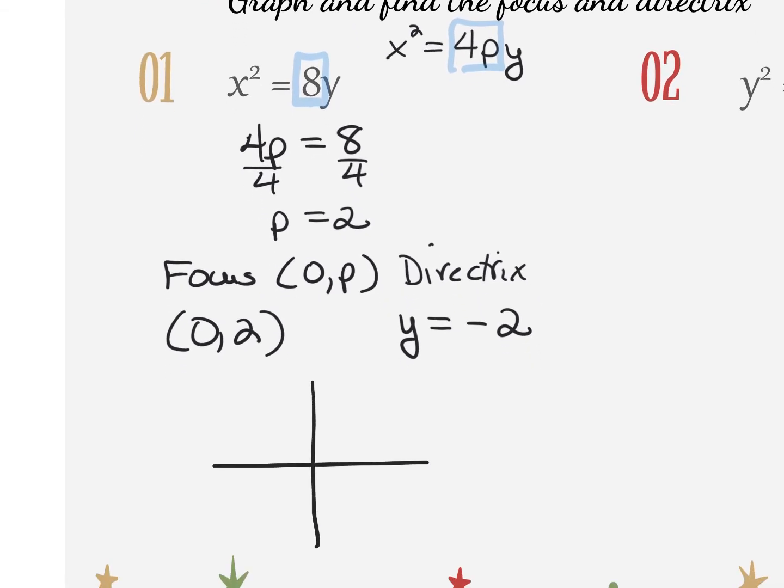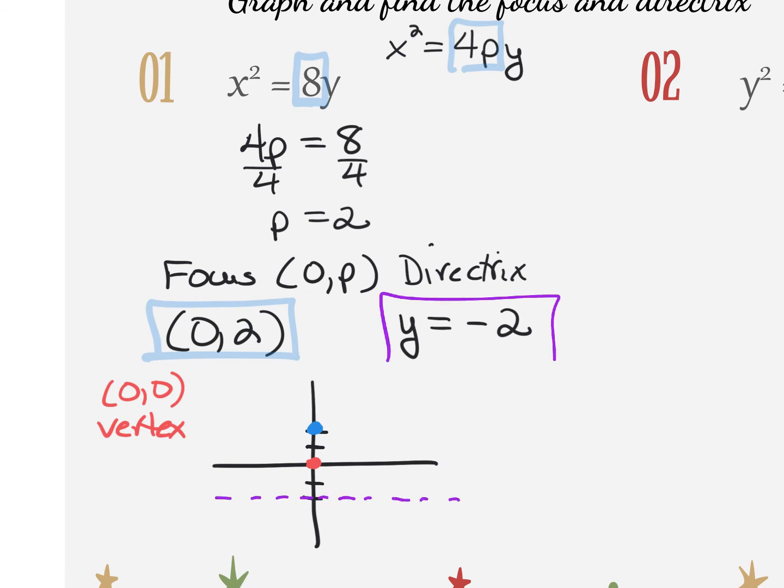Just going to do a rough little graph here. So my vertex is at 0, 0. So that's the red. The red is 0, 0, the vertex. I'll do the focus in blue. It's at 0, comma 2. And then the directrix is an equation, and it's at -2. Now let me do this in purple. So this is your directrix.